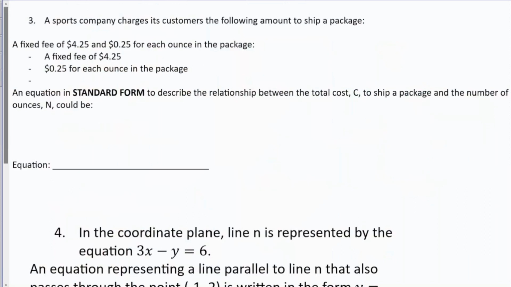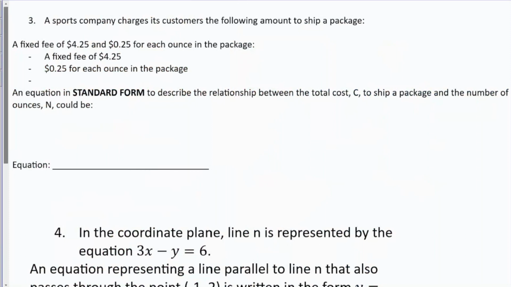Awesome. Let's jump to number 3. All right, number 3 says a sports company charges its customers the following amount to ship a package. A fixed fee of $4.25 and 25 cents for each ounce in the package. So we have our fixed fee of $4.25 and we have 25 cents for each ounce. We're going to be writing an equation in standard form to describe the relationship between the total cost C to ship a package and the number of ounces N.